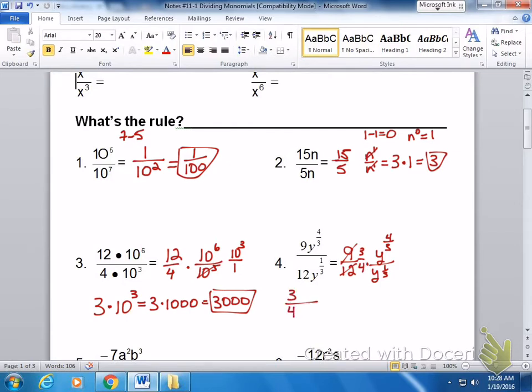Now I'm going to make that division sign a little longer because I don't know where y is going to go yet. But if I look at my y's, the top y has a bigger exponent, so I'm going to put it back up in the numerator. Then I take 4/3 minus 1/3. The denominators are the same, so I subtract the numerators and get 3 over 3, which is just 1. So you can say 3y to the first over 4 or just 3y over 4. Let's go to the next one.